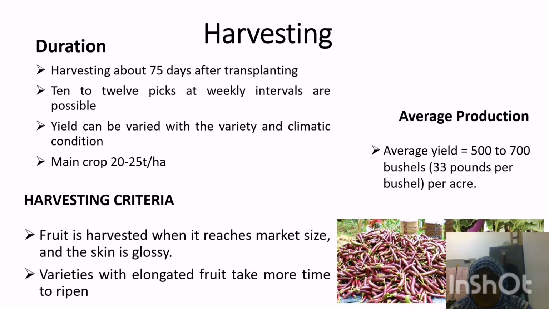The average yield is 500 to 700 bushels, which is 33 pounds per bushel, per acre. Harvesting criteria: fruit harvesting focuses on market size and glossy skin. Varieties with elongated fruit take more time to ripen.